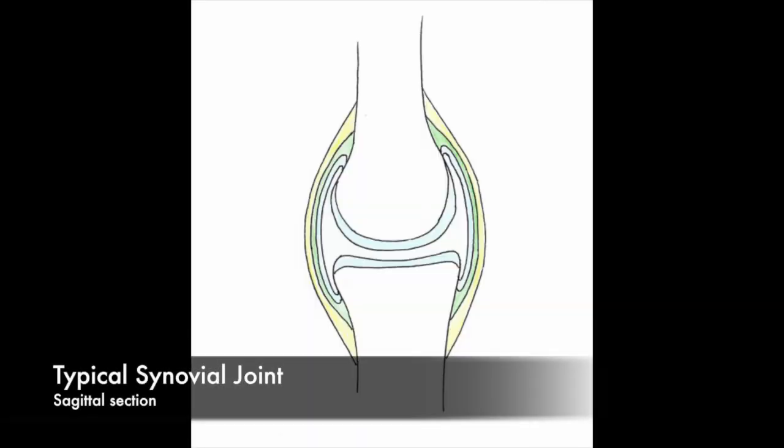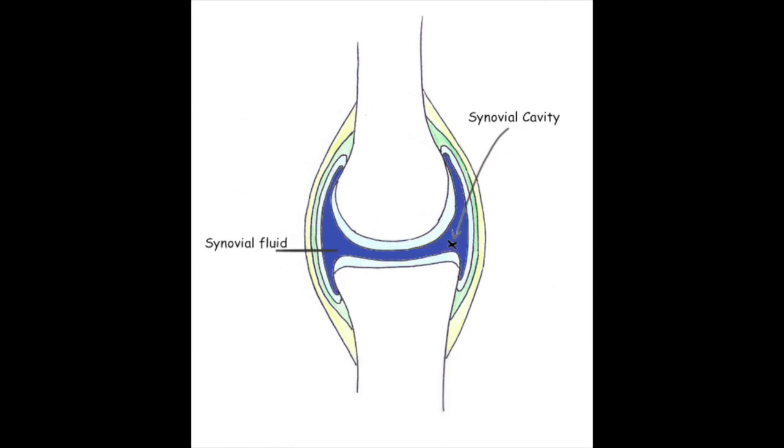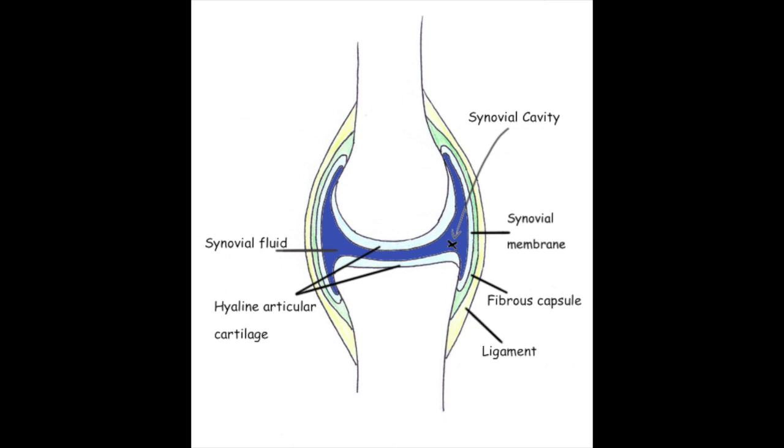The knee is a synovial joint. The synovial cavity filled with synovial fluid separates the articulating surfaces of the bones, which are covered in hyaline articular cartilage. The joint is enclosed by a synovial membrane, fibrous capsule, and then ligaments which provide stability to the joint. There are also several small fluid-filled sacs called bursae, which serve to reduce friction at the joint.